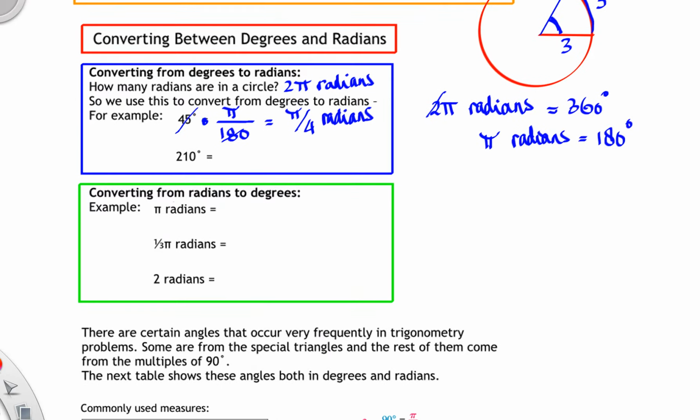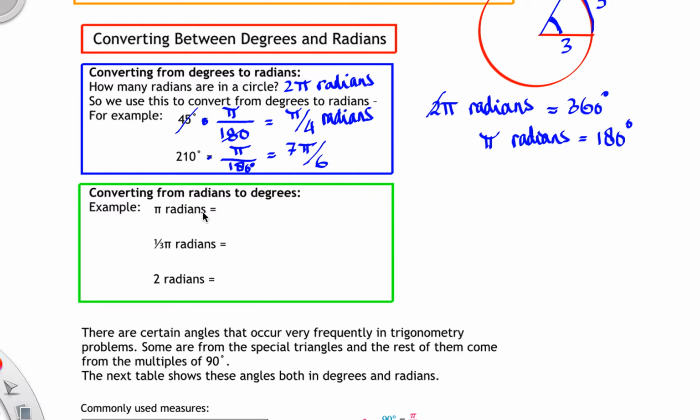Okay, so how about 210 degrees? Well, we're going to use the same multiplication. So 180 goes here, pi goes over there, and 210 has a 30 in it, and so does 180. So 21 divided by 3 is 7. So 7 30s go into that, and 6 30s go into 180. So 210 degrees is 7 pi over 6 radians.